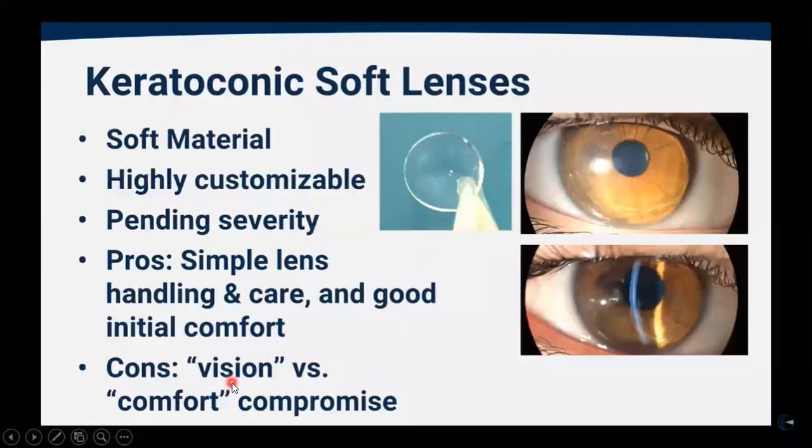The cons would be that vision would be a little bit compromised when you compare with the RGP lenses. RGP lenses would have good, better vision, but even though these lenses are made for the keratoconus cornea, vision would not be as good as with RGP lenses. And comfort, if you compare with the conventional, normal soft contact lenses, even comfort would be a little bit less. If you are comparing with RGP, then comfort would be more.